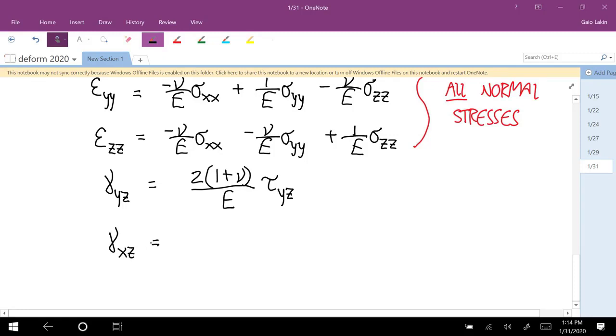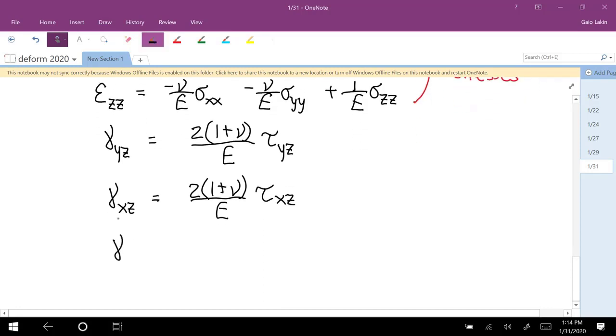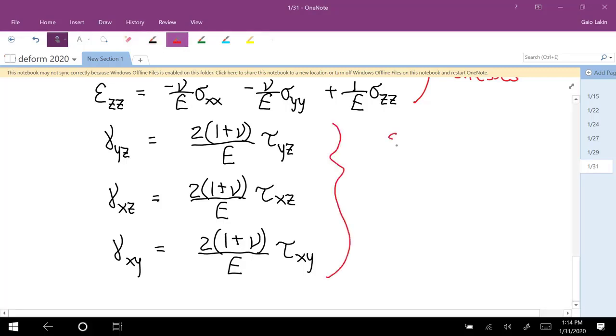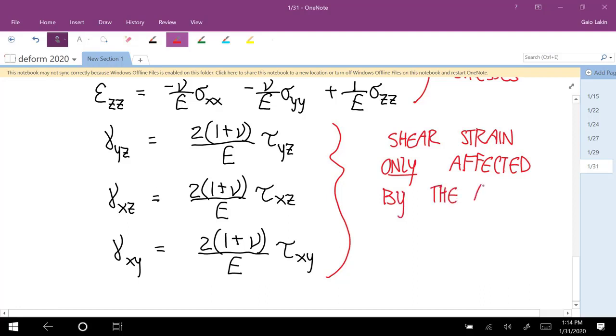The XZ shear strain is equal to 2 times the quantity 1 plus nu over E tau XZ. And XY is equal to 2 times the quantity 1 plus nu over E times tau XY. So the shear strain is only affected by the associated shear stress.